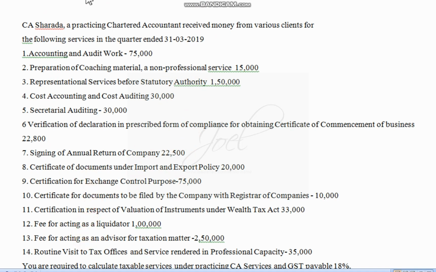Here also we have to see that there is no particular product or service MRP given. Various services are given. We'll see whether they are allowed. If it is allowed, then we are considering. If it is not allowed, we are ignoring them.